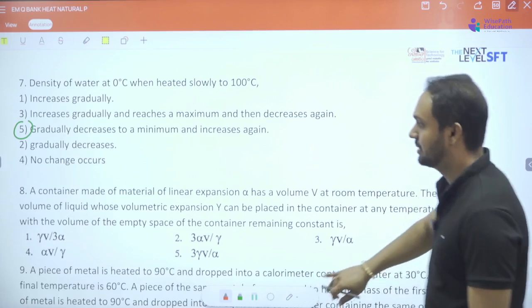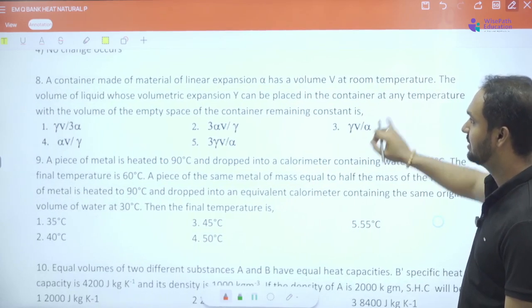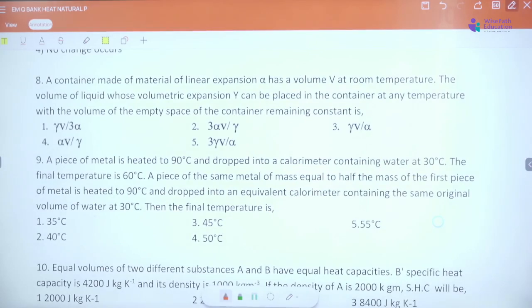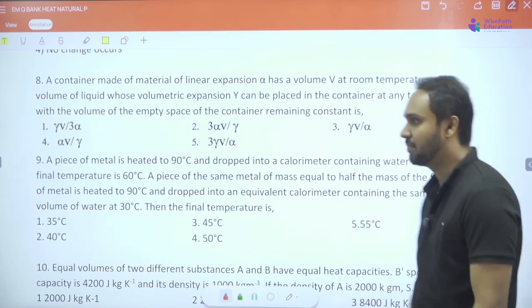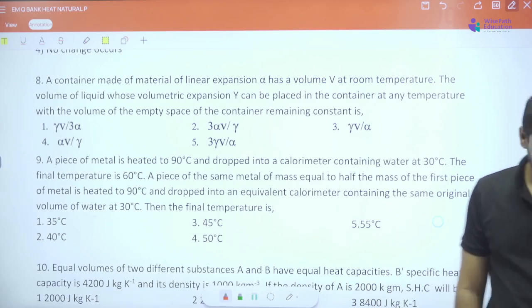Right, come to the 8th question. A container made of material of linear expansion alpha has a volume V at room temperature. The volume of liquid whose volumetric expansion gamma can be placed in the container at any temperature with the volume of empty space of the container remaining constant is. It's the same like the pot we talked about. Empty space constant. It's more like the same. Try doing it.